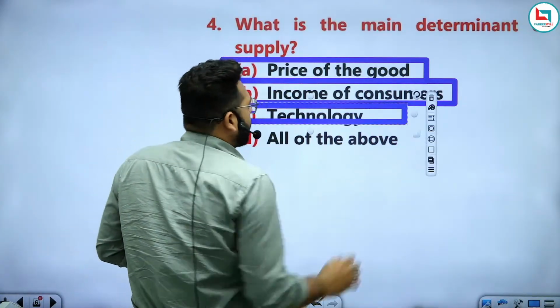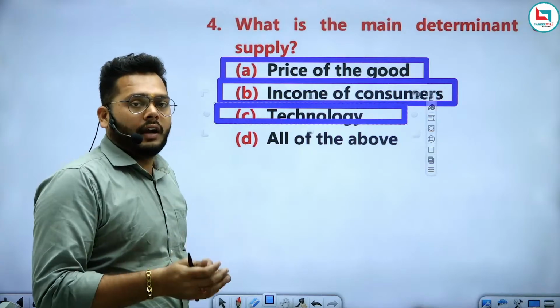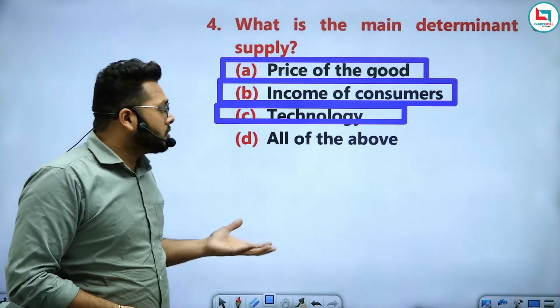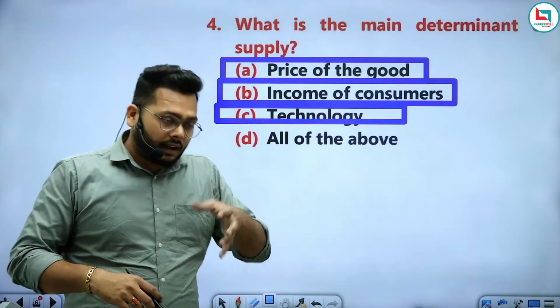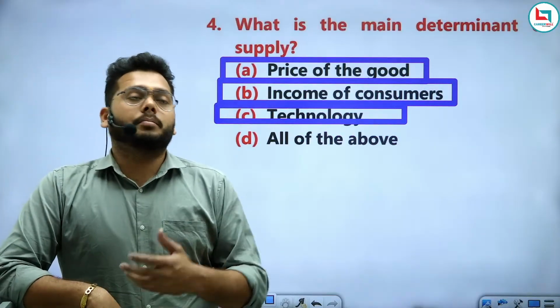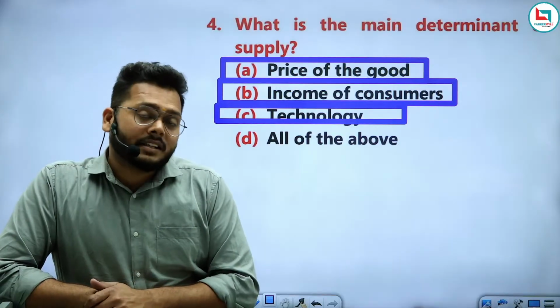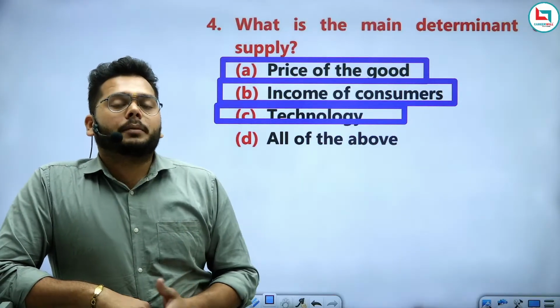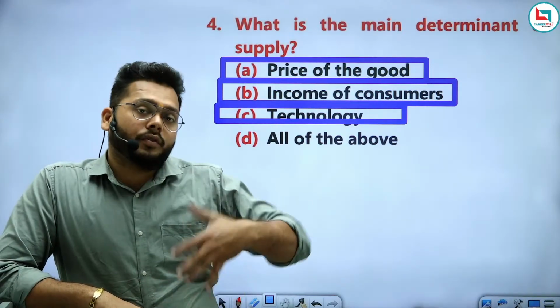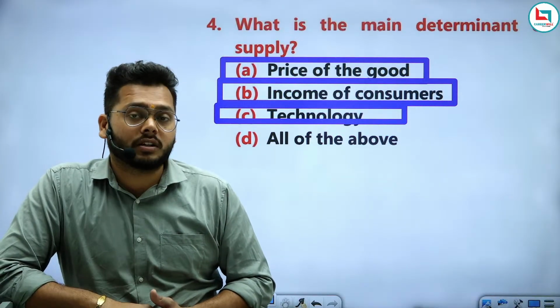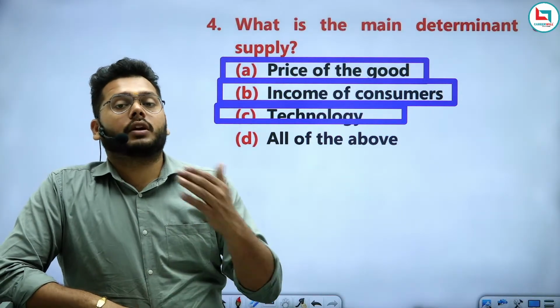And if there is a technology upgradation, right? Technology upgradation will definitely also increase the supply, because if you are using modern technology instead of traditional technology, it will increase the output of that particular commodity. And if the output increases, the producer will also supply more and more of that output.